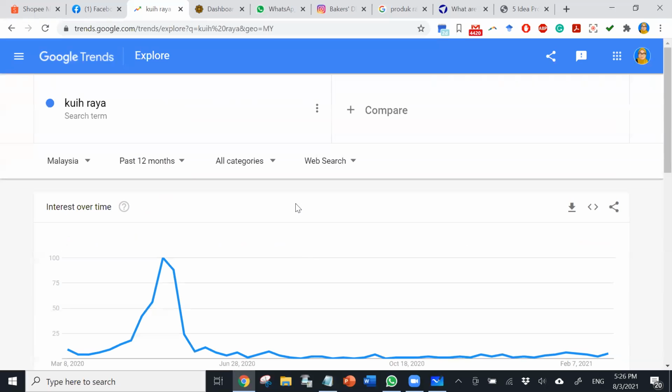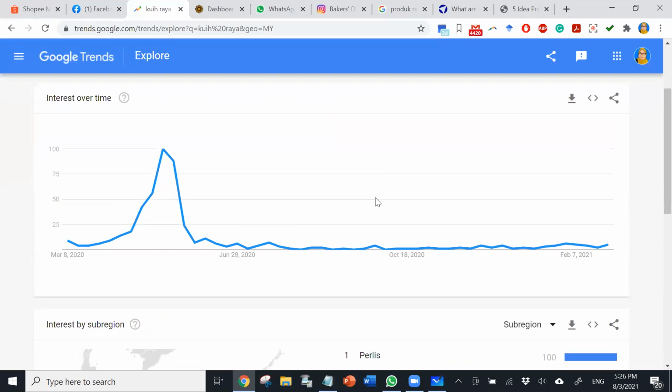Okay, so as you can see here, we have kuih raya. The kuih raya has been selling very fast around April, as you can see, from 19 April to 25 April. So that was Ramadan last year, around this time. Okay, so this is Raya time.